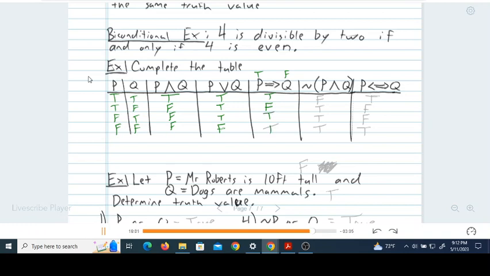And then let's negate P and Q. So P and Q is the third column. We're going to look at the third column and negate that. We take everything from the third column and switch the truth value. So true becomes false and false becomes true.